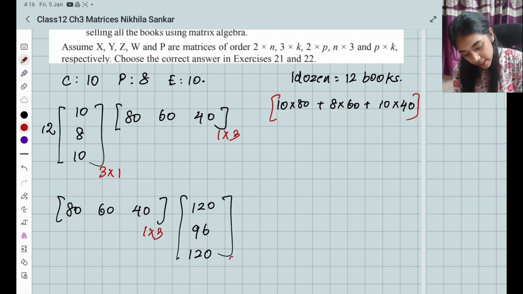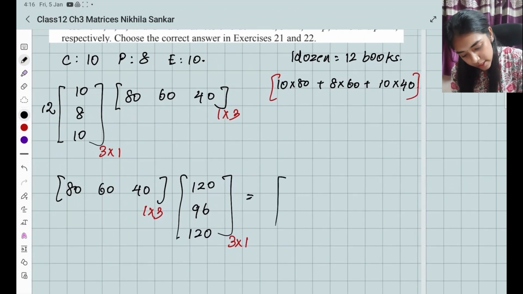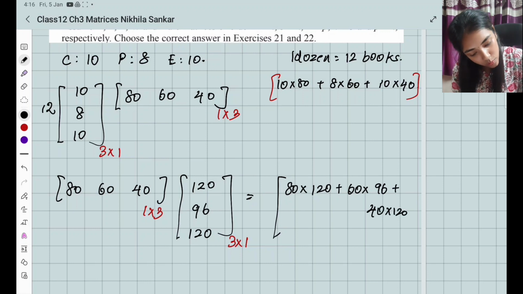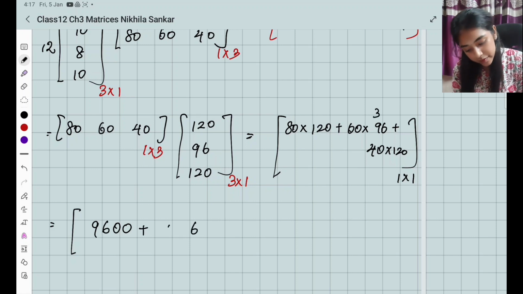So this is 1 by 3 and this is 3 by 1. So இப்போ the multiply பண்ணா what will I have? I'll have 80 into 120 plus 60 into 96 plus 40 into 120. So you will have a 1 by 1 matrix. So when I add, I'll have 2 0, 8 2s are 16, 1 8 1s are 9, 600 plus 6 6 are 36, 3 9 6 are 54, 55 56 57. So 5760 plus 12 4s are 48, 4800.